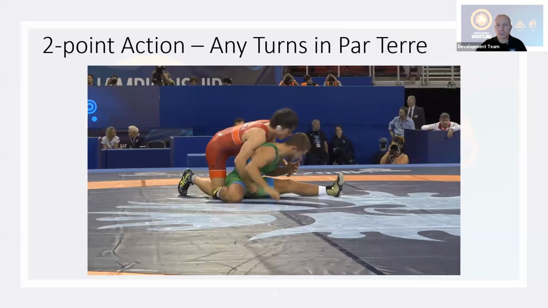And I thought that was a great rule change a few years ago, because before it was like, did they go to danger? Were they hand to hand? And it was different. This made it much easier for referees and for really the public to be able to know how this was scored in the process. So that's 2 points for red just for a turn in Par Terre.